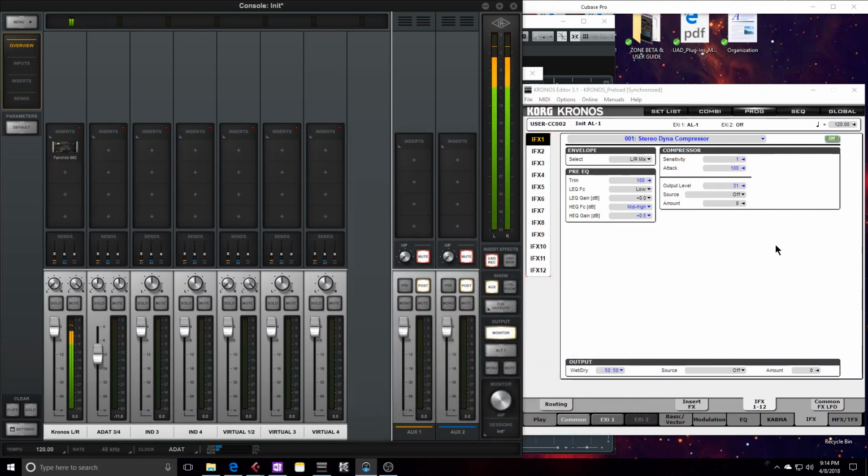All right. I'm a little sick, but I want to start this series on the effects of the Kronos. First one up is the stereodynamic compressor. I'm just going to go in order. So there's a few things to point out about this one.